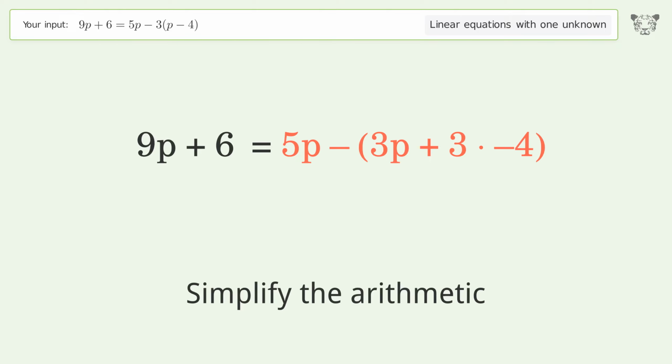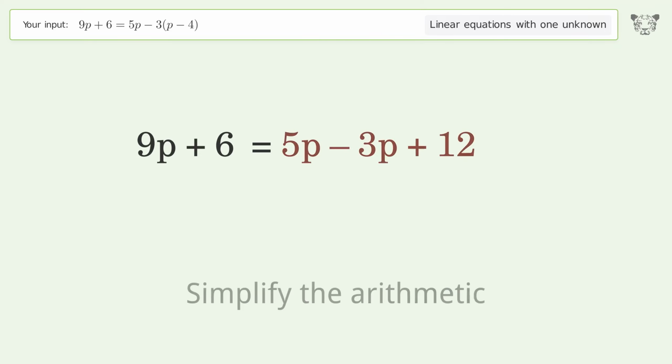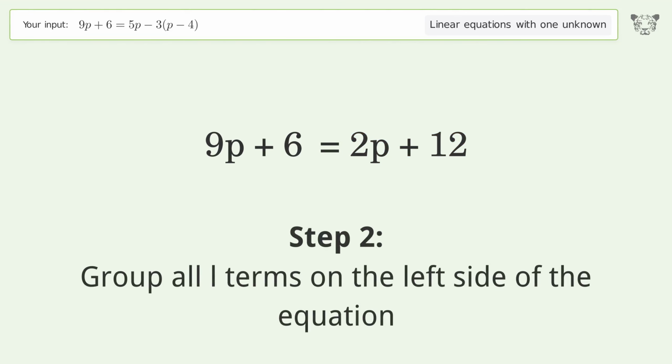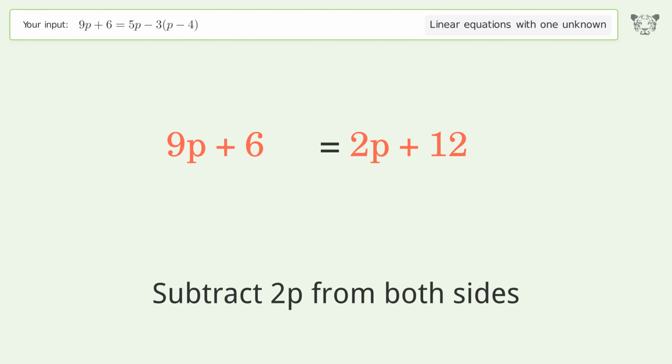Simplify the arithmetic. Expand the parentheses. Simplify the arithmetic. Group all p terms on the left side of the equation. Subtract 2p from both sides.